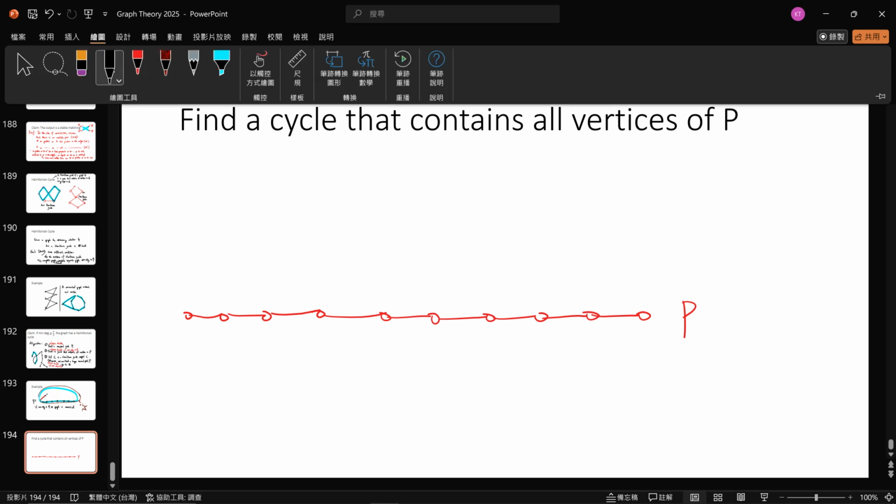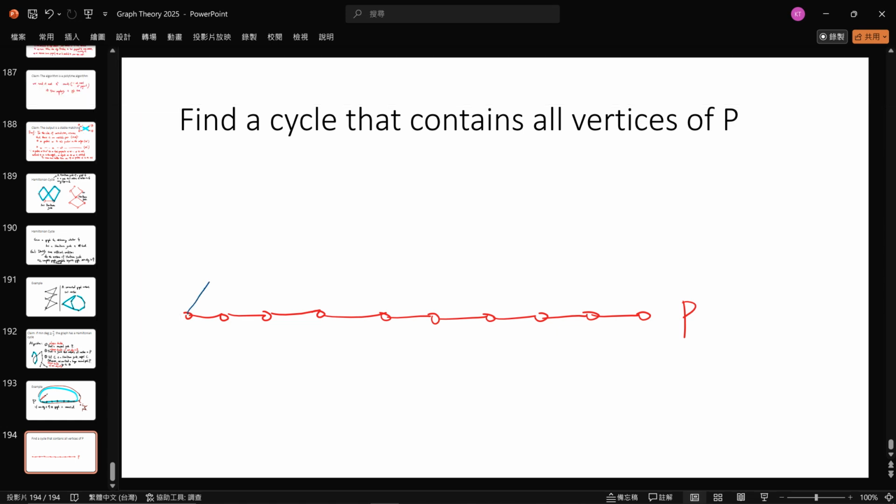The most obvious case is when there's an edge between the first and last vertex. So let's assume that there are k vertices on the path P, okay? If there's an edge between V1 and Vk, then obviously there's a cycle, and this cycle contains all the vertices on P. So this is one way to find the cycle. Is there a different way to find the cycle?